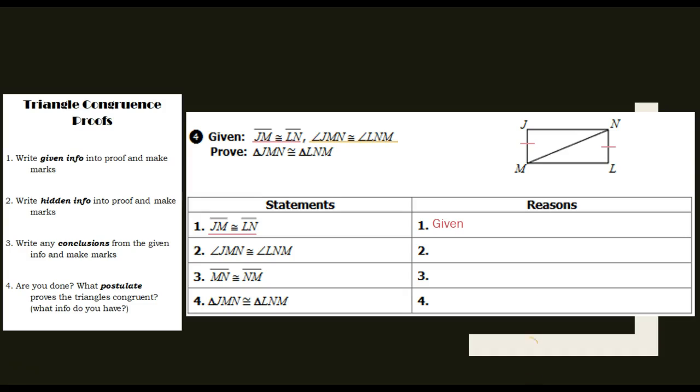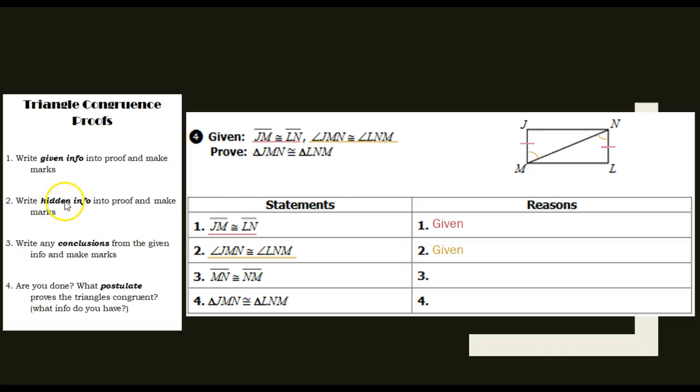Second piece of given information, that angle is congruent to that angle. And remember, knowing which angle of these 1, 2, 3, 4, 5, or 6 angles is important. So we've already gone over that. I'm not going to go over it now, but just remember to be careful about which angles you're marking as congruent. So, given information, we've made it into the proof right there. We've made it into the diagram up here. And the reason that we know it is it's given.